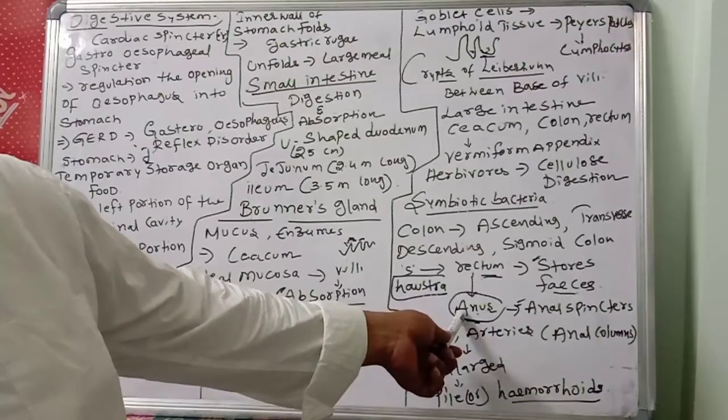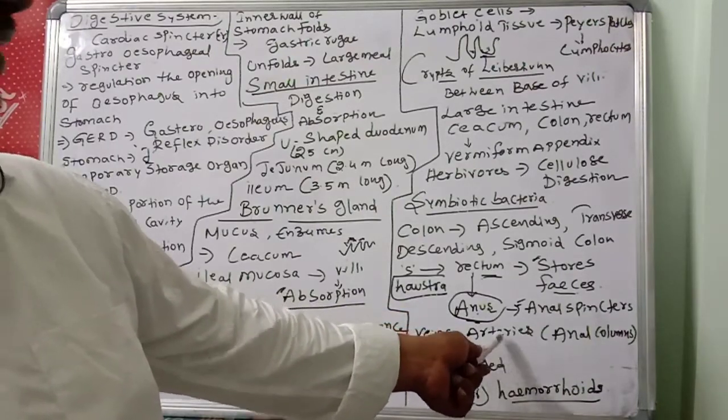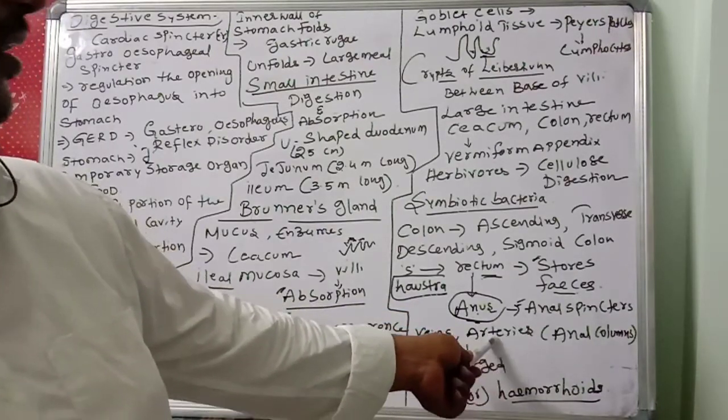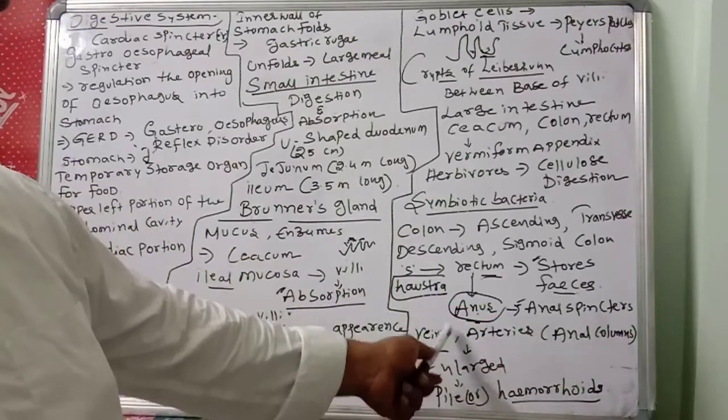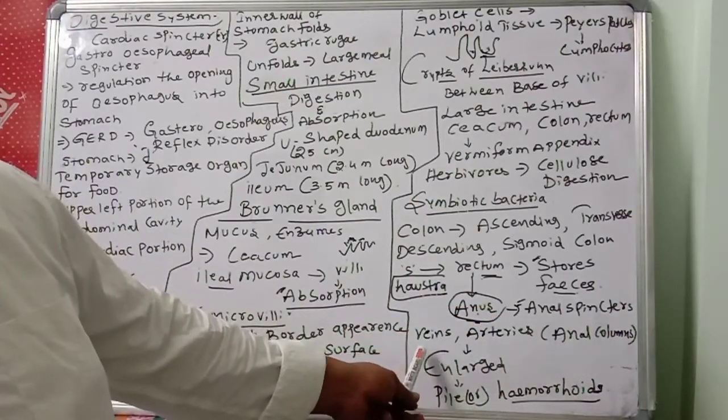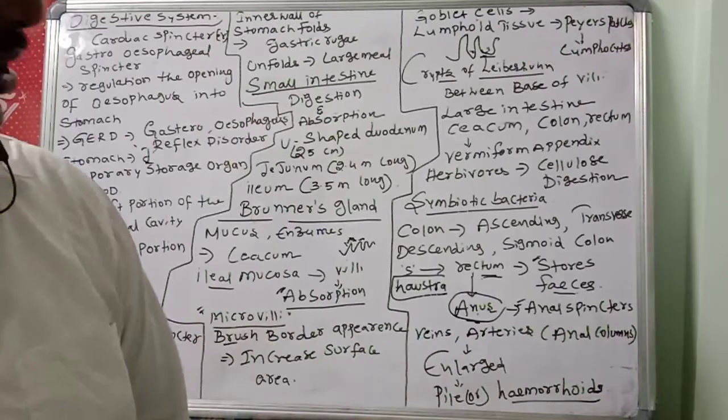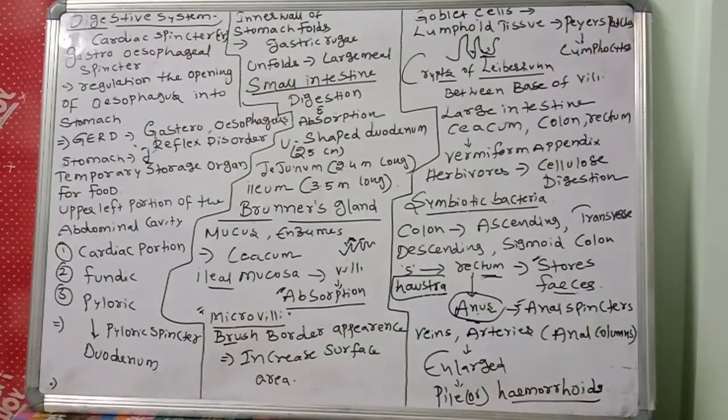The anus is supported by veins and arteries for its blood supply. They are called anal columns. Sometimes, when any disturbance occurs in the anus, those veins and arteries become enlarged. That leads to some dangerous problems. You know very well, sometimes bleeding takes place due to rupture of the anal wall or these anal columns. That leads to very dangerous problems, which we consider as piles and hemorrhoids.